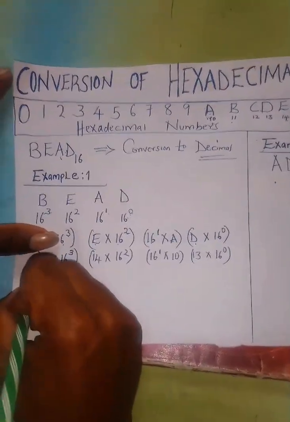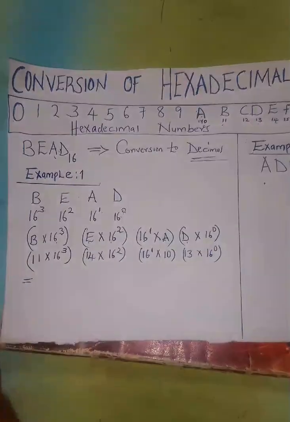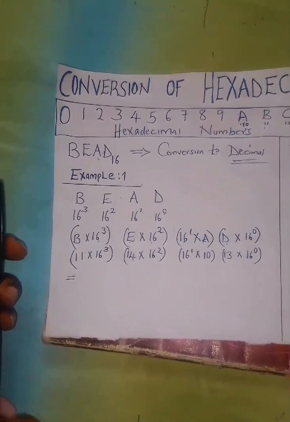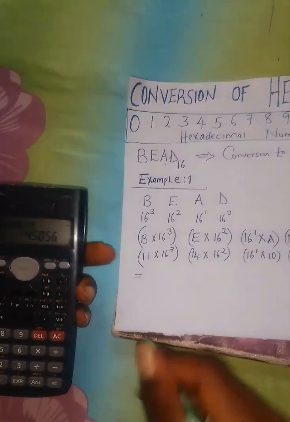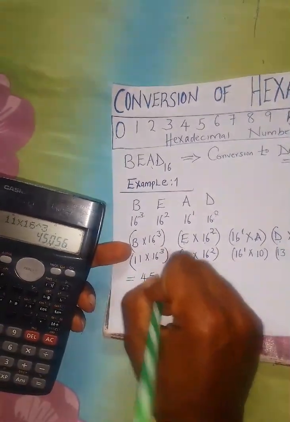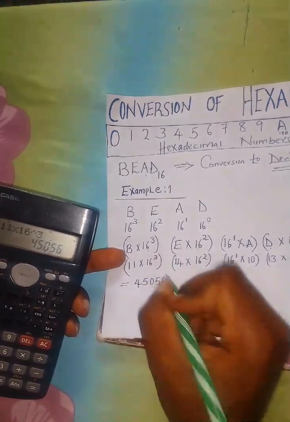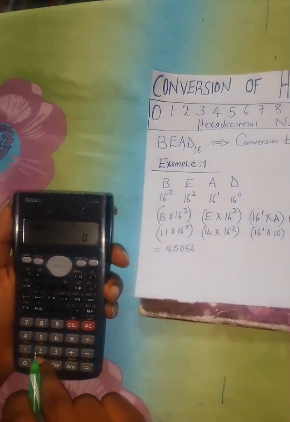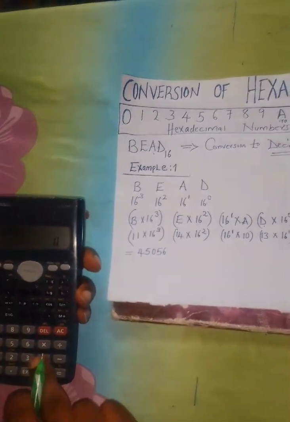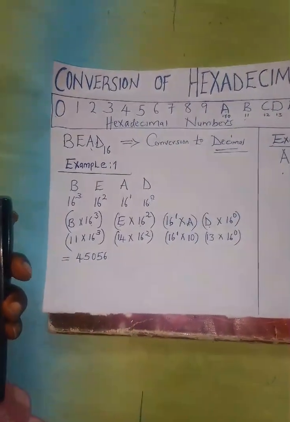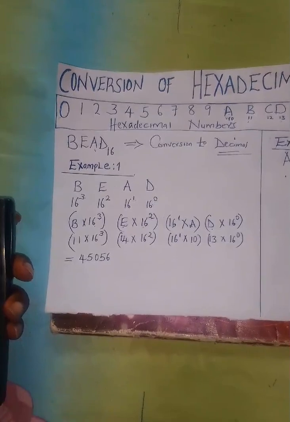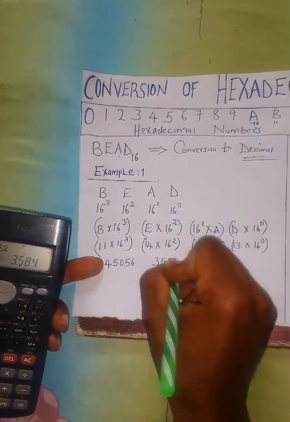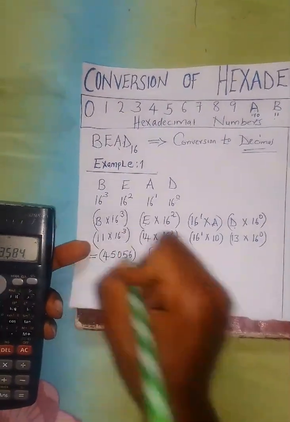Now let's see the product of these numbers. 11 multiplied by 16 power 3 is 45,056. What about 14 times 16 power 2? It is 3,584.